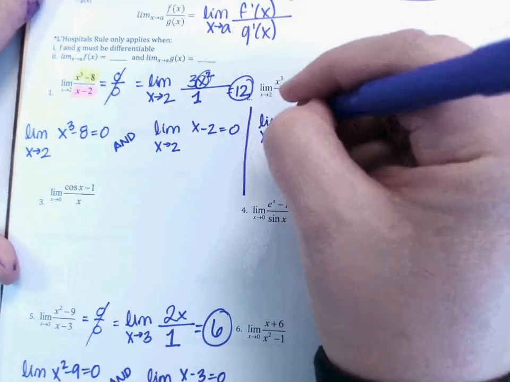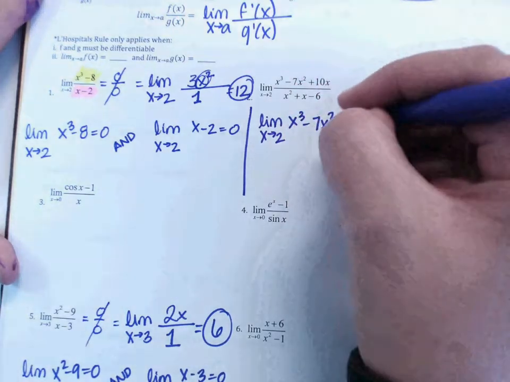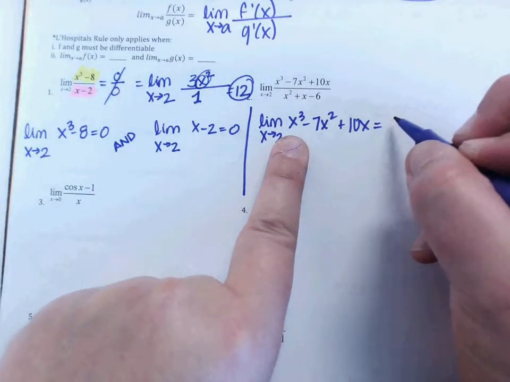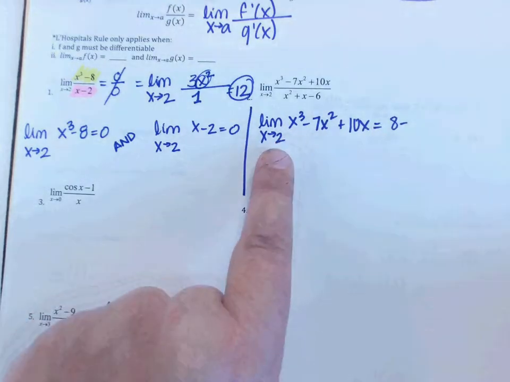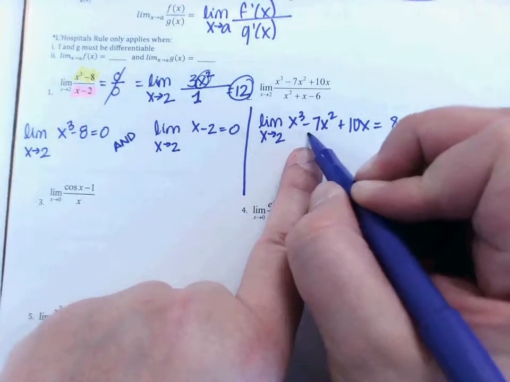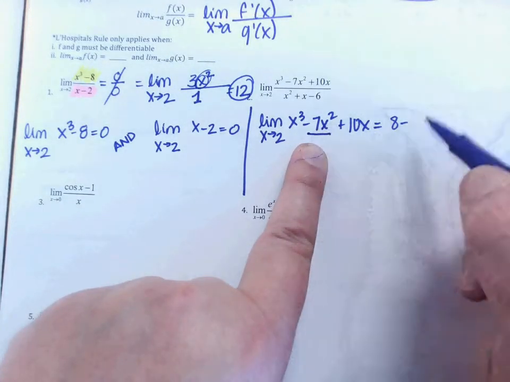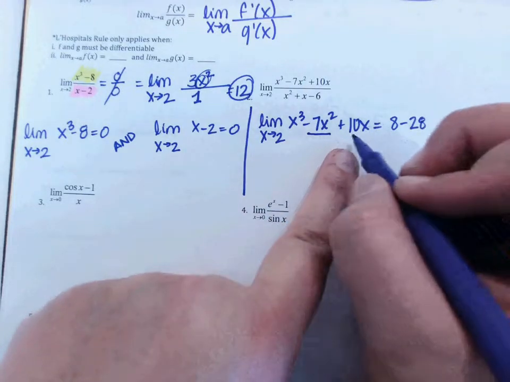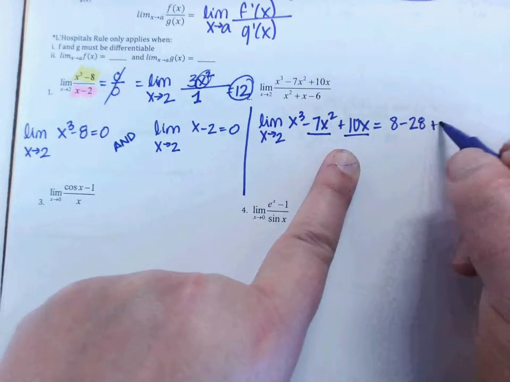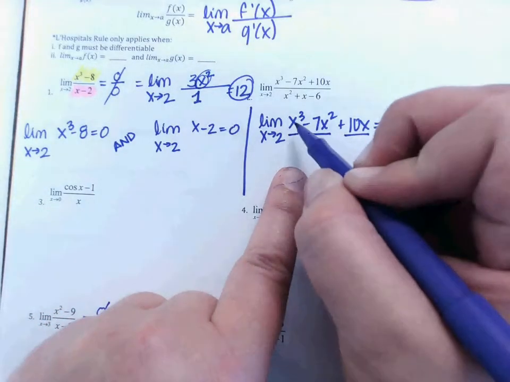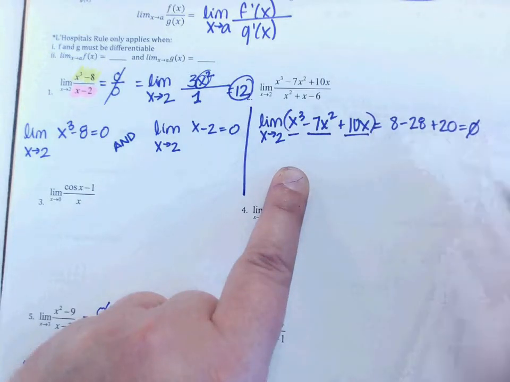So I have x cubed minus 7x squared plus 10x. We're plugging in 2, just to the top for now. What's 2 cubed? Minus, what is 2 if I square it? So 7 times 4 is what for this term? 28. And then what about 2 times 10? 20. Put all that together, what do you get? 0. So I got 0 on the top.